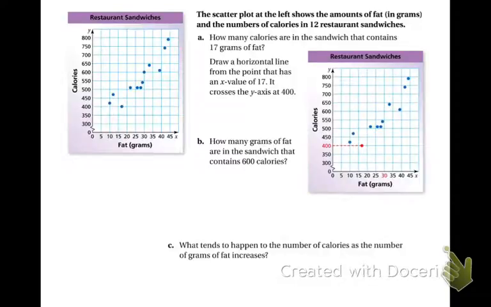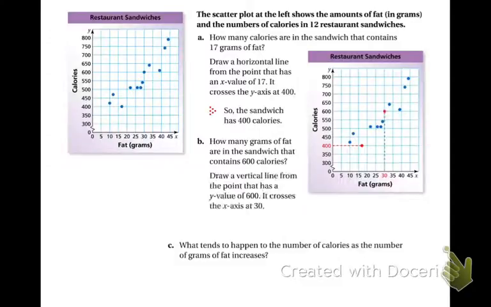So you'll want to draw a horizontal line from the point that has an x value of 17 and crosses the y value at 400. Therefore, the answer is it has 400 calories. How many grams of fat are in the sandwich that contains 600 calories? Well, find the 600 calories on the y-axis and draw a vertical line straight down to where it crosses the x-axis, and that is 30. So the sandwich has 30 grams of fat.